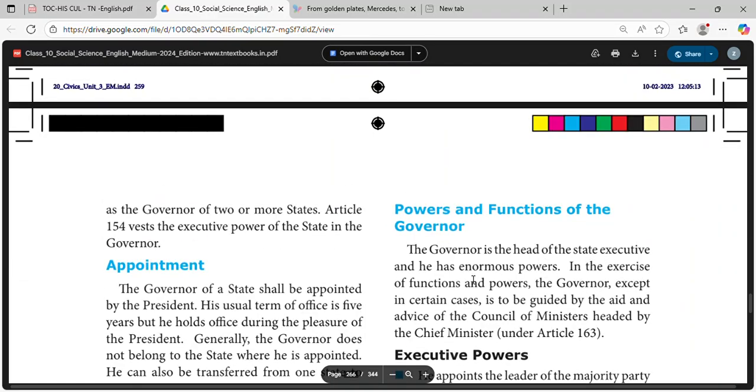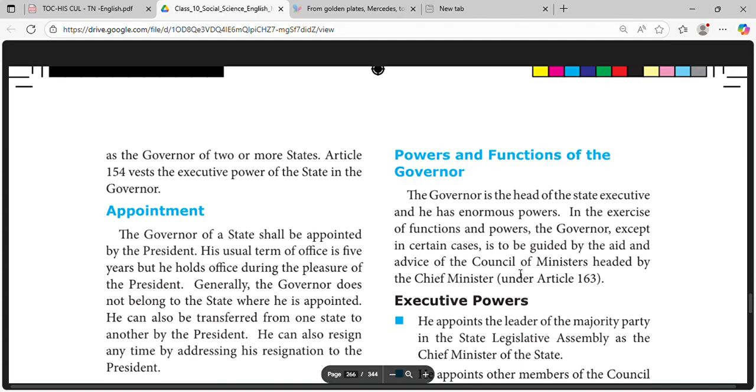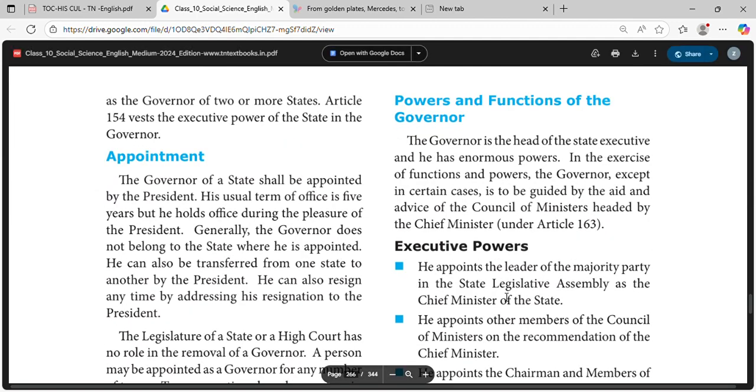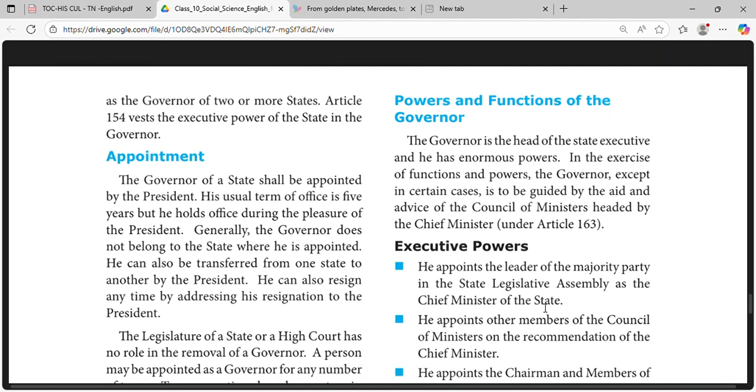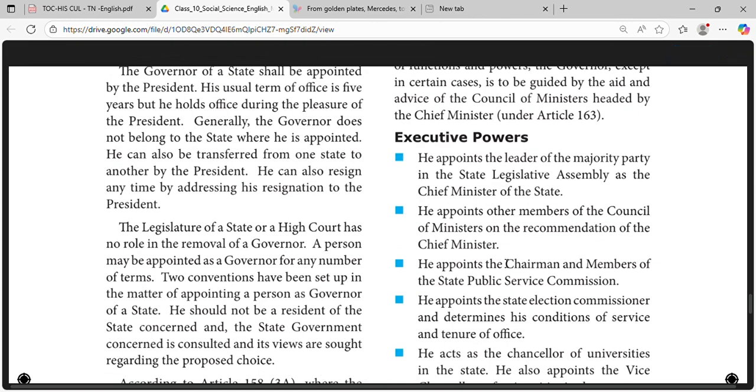The governor is the head of the state executive and has enormous powers in the exercise of functions. The governor, except in certain cases, is to be guided by the aid and advice of the Council of Ministers, headed by the Chief Minister, under Article 163. He appoints the leader of the majority party in the state legislative assembly as the chief minister of the state. He appoints other members of the Council of Ministers on the recommendation of the chief minister.